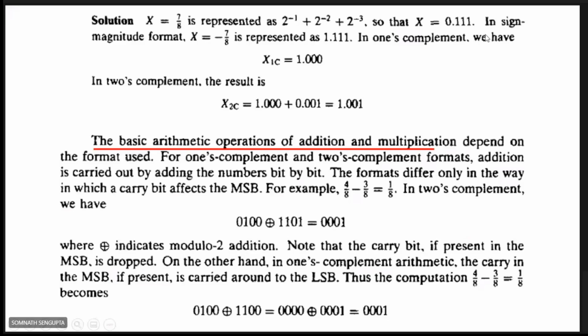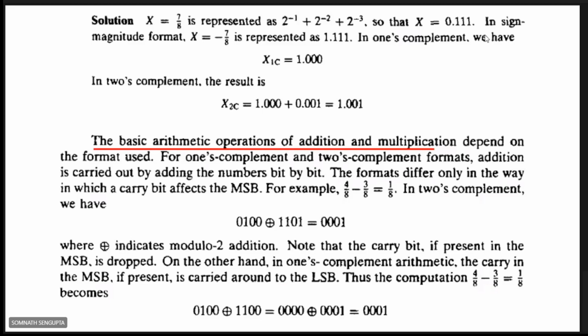So 7 by 8 is represented as 0.111. This is the positive number 7 by 8, and it is the same for all the formats. In 1's complement it is also 0.111, and in 2's complement it is also 0.111. There is no change in the case of a positive number for all the cases: sign magnitude, 1's complement and 2's complement.